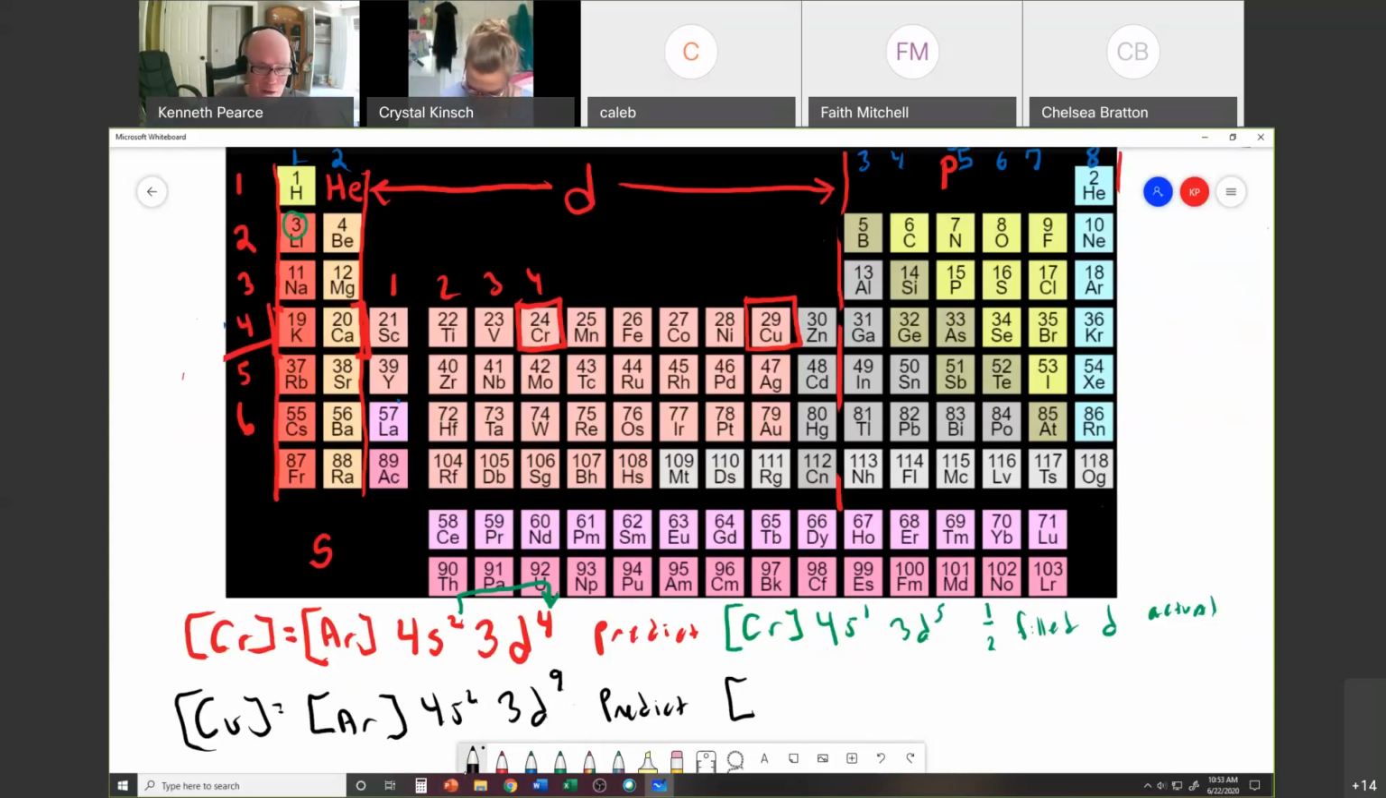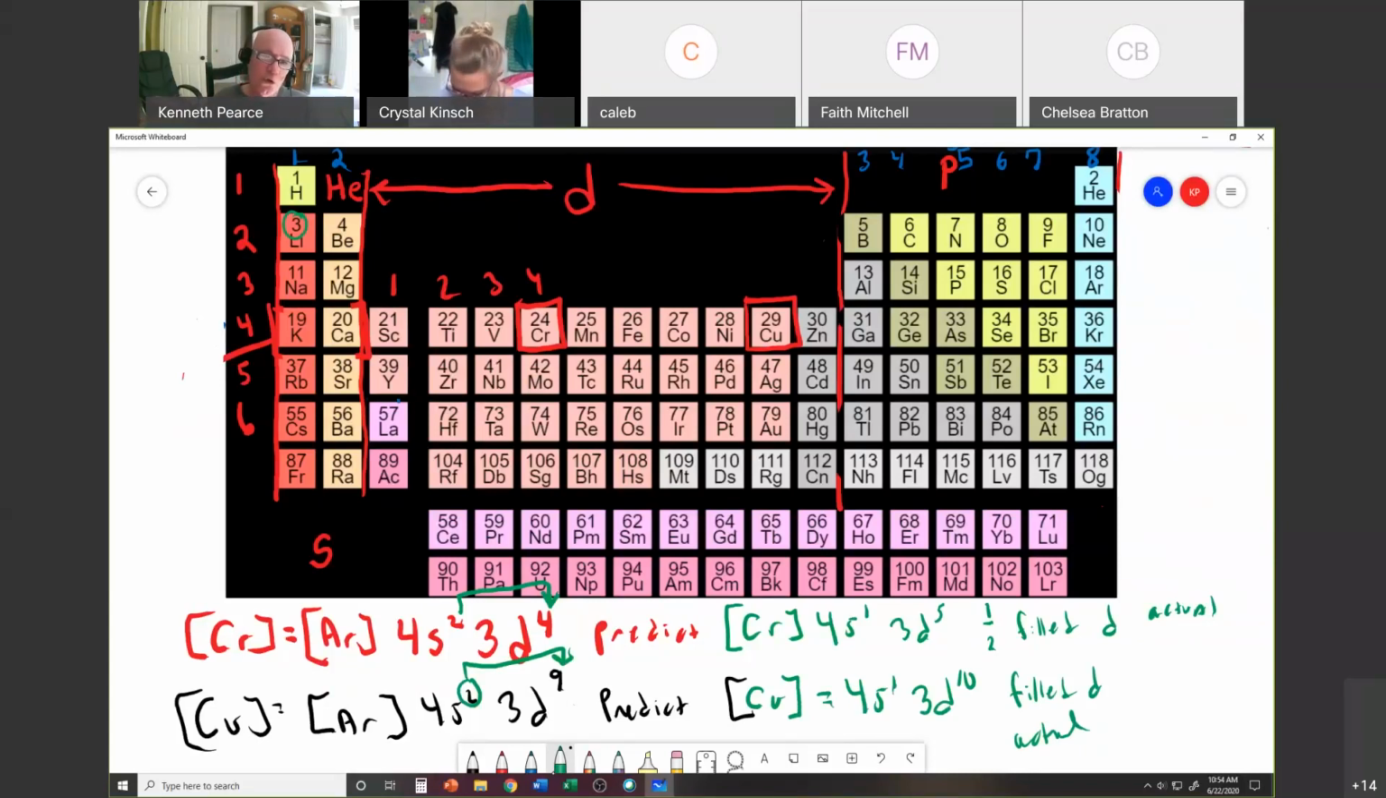But in actuality, what ends up happening? The one electron gets promoted into the D from the S, and so we end up with the actual copper, Cu. And it's now, once again, 4s1, because that one electron went to the D, except this time it filled up the Ds to make 3d10. And now we have a filled D, and that's actual for the copper.